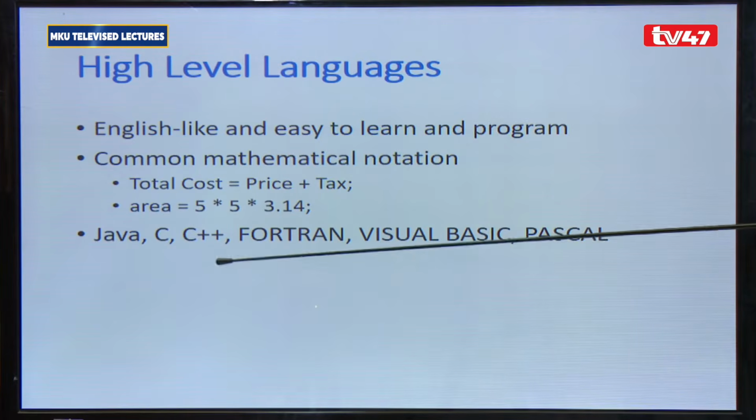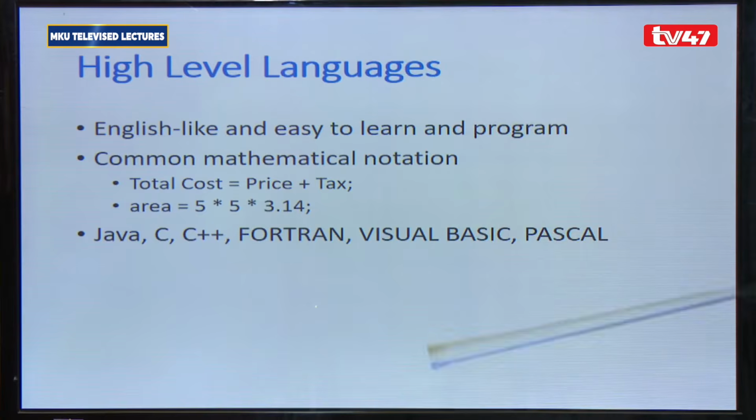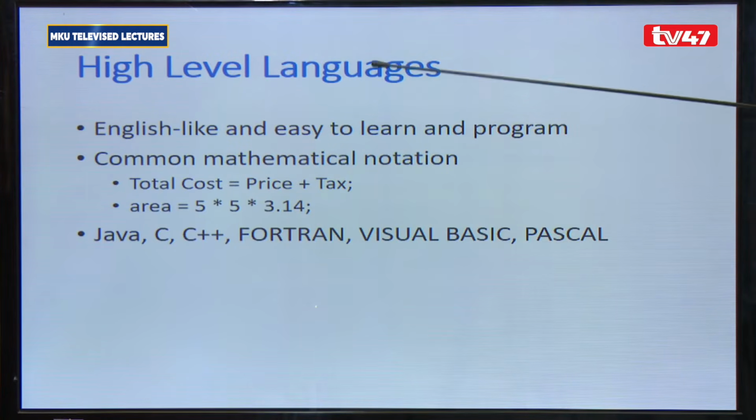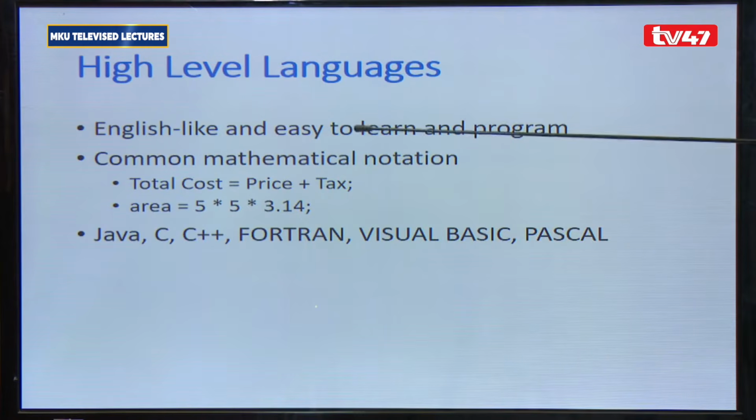Some of the high-level languages include Java, C, C++, Fortran, Visual Basic, Pascal, Python, and the list is endless because there are so many of them, unlike the assembly language. The reason is very simple: human beings tend to understand very quickly the words written in this kind of language. Another reason is that it is very easy for you to make corrections.